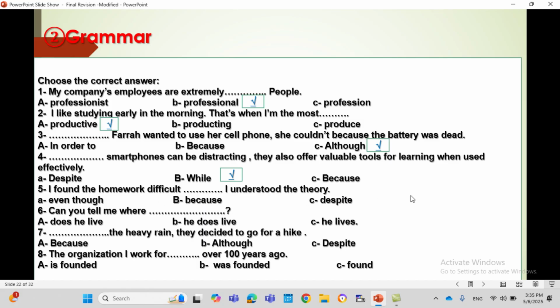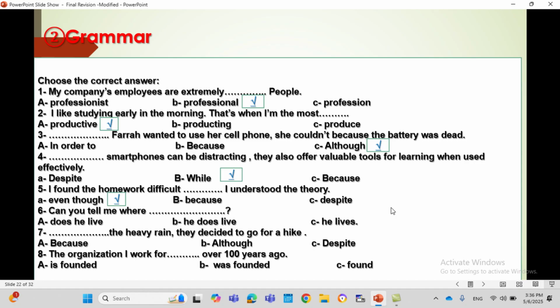I understood the theory. We have even though, because, and despite, and the right answer is even though. As I told you, even though and although have the same meaning. Remember that we cannot use despite here because despite must be followed by a gerund, and there is no gerund here. I mean by gerund verb plus ing. There is no verb plus ing here. Or it must be followed by a noun phrase. This is, as you can see, a full statement. I understood the theory. Not a phrase or a noun.